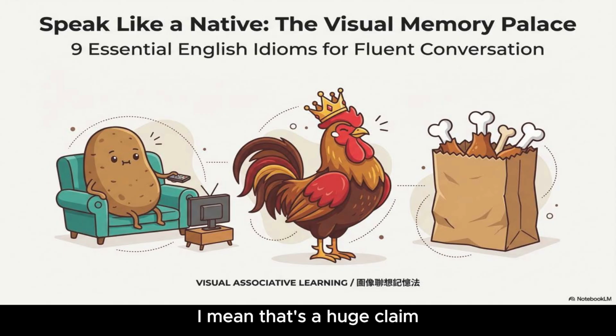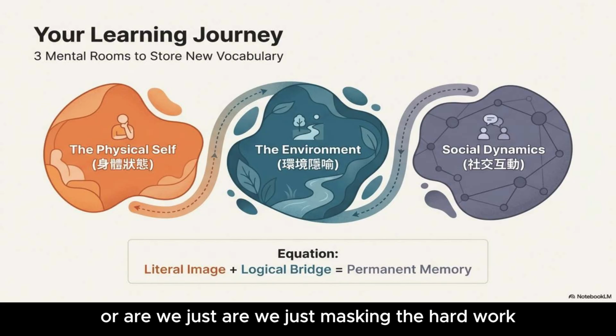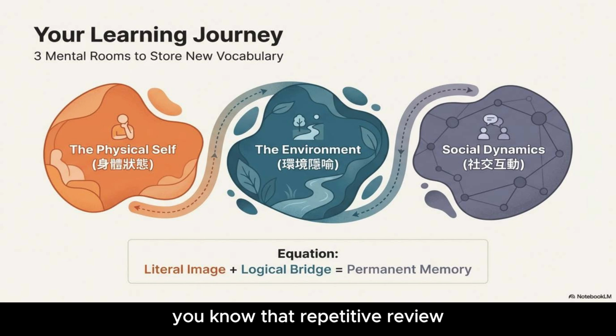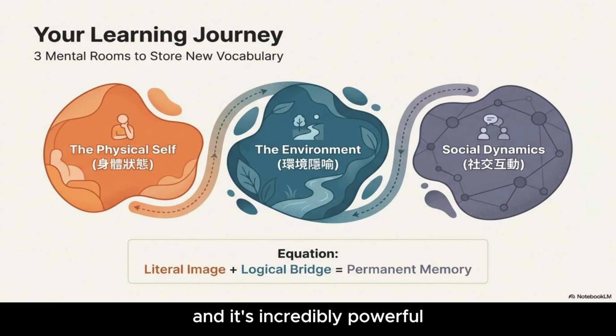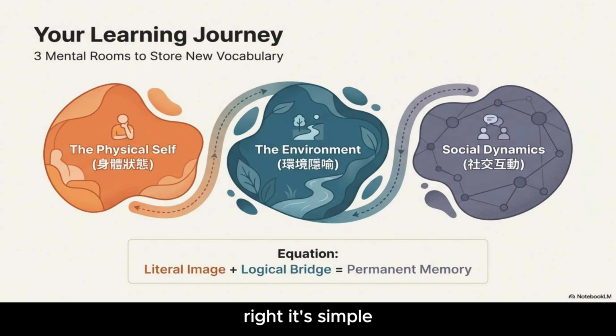Permanent memory. I mean, that's a huge claim. The average person, they try to learn a language and forget half of it in a week. So where's the actual shortcut here? Or are we just masking the hard work? Well, the structure is the shortcut because it completely eliminates the effort of that repetitive review. The sources give us this foundational equation, and it's incredibly powerful because it replaces abstraction with visualization. Right. It's simple. Literal image plus logical bridge.